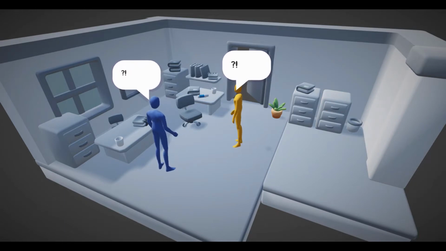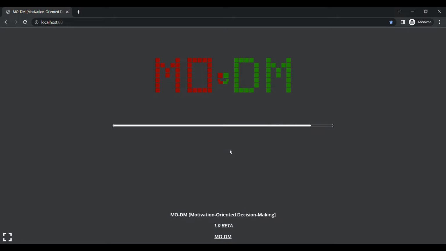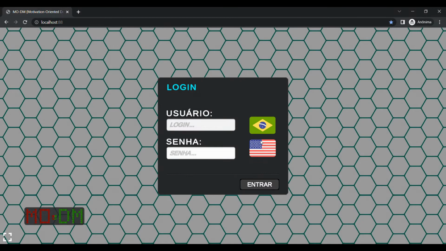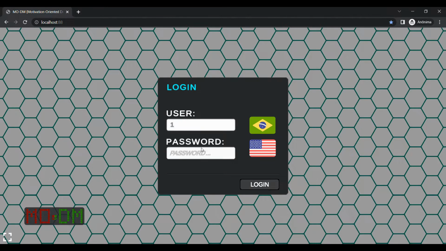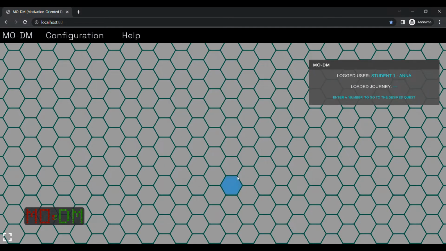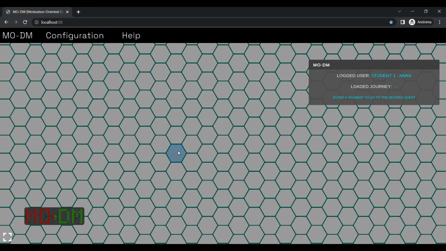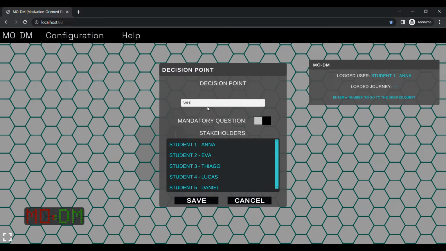That is where the MoDM tool comes into play. The MoDM tool is a web app that allows the application of the MoDM model, a model that considers team members' motivation and engagement. It means motivation-oriented decision-making. Decisions like what option should we choose are observed from the perspective of what option can bring more motivation and engagement to the majority of the team.